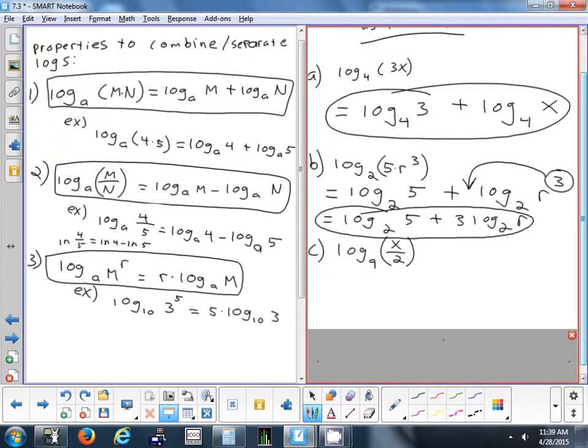Okay, let's try example C. Mariah, am I multiplying or dividing inside here? Dividing. So when I split this apart, what's going to happen this time? Well, our choices are sum or difference. This time it's a difference. Okay. What's going to be the base on each log? 9. Good, that doesn't change. Okay, Chelsea, argument on my first log? X. Good. Argument on the second log? 2. And you're done.